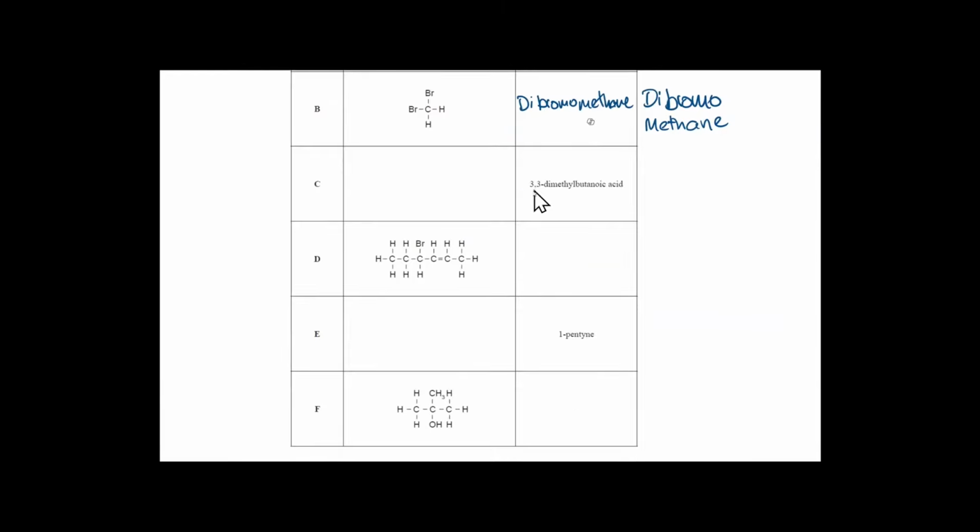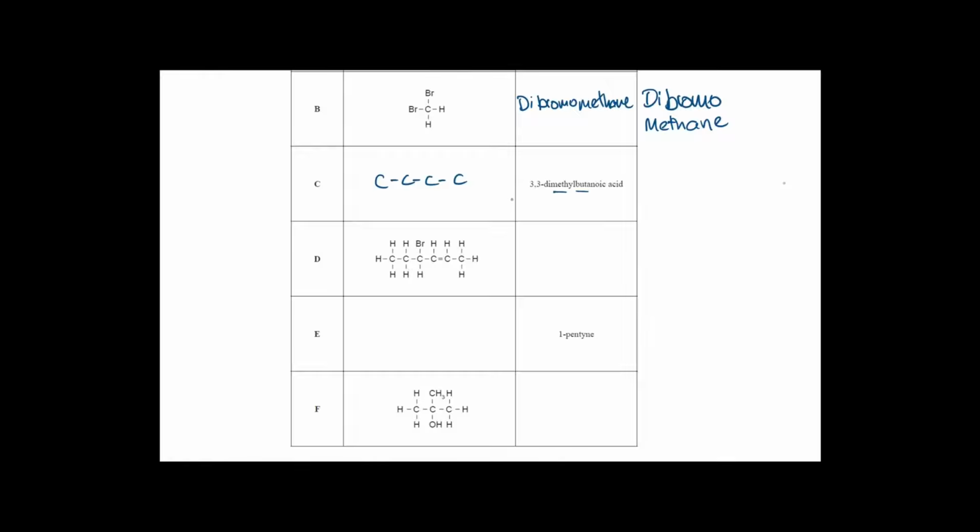So the next one is 3,3-dimethylbutanoic acid. Bit of a mouthful. So there's a lot of stuff going on in here. The first thing we're going to look for is our meth, eth, but, prop, that kind of stuff. There is a meth there, and there is a but in there. So this says to me there's going to be some branching off. So what is the longest one? Oh, it's the but here. So there's going to be 4 carbons in a row. That's going to be taken as a given.